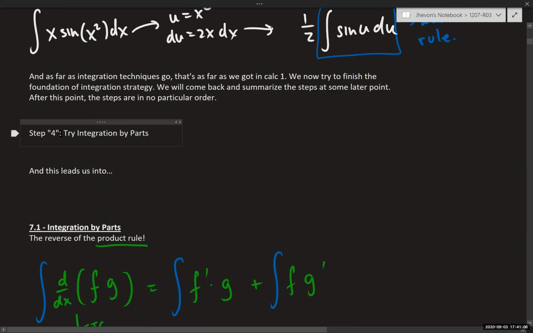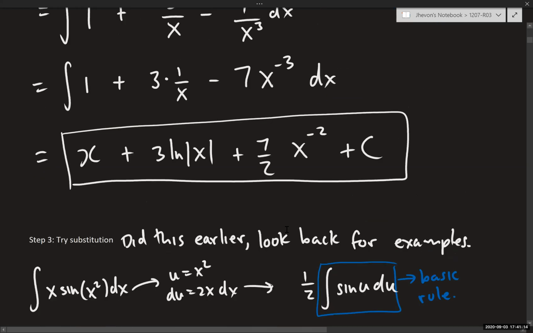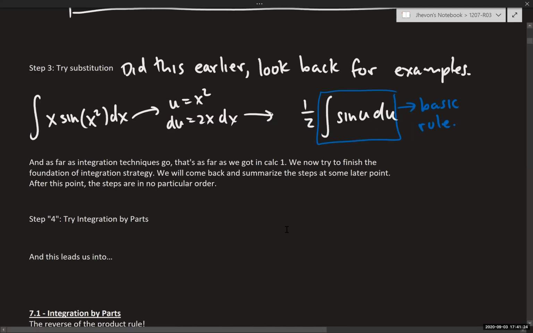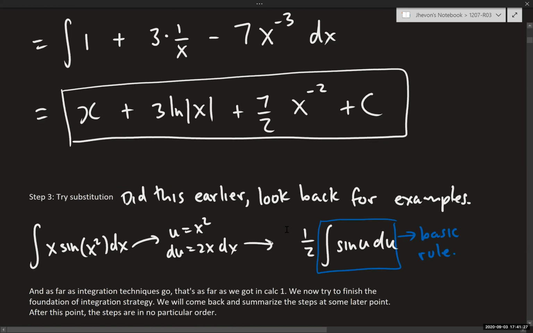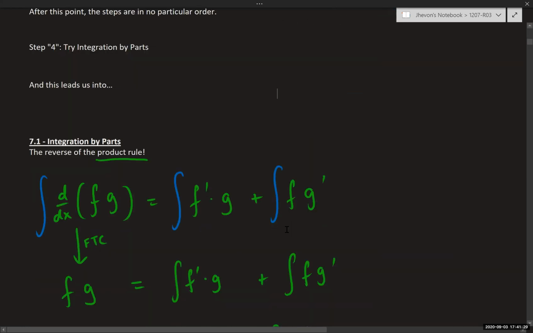Now step 4, and I put 4 in quotations here because it's not literally always the 4th thing. These 3 things are always the first 3 things you do every single time. Now, once you are beyond these 3 steps, like if none of these 3 steps work, then all the other techniques I'm going to tell you about would come in no particular order. I'm calling integration by parts step 4 literally because it is the 4th technique that I'm teaching you, but not because it's always the 4th thing you will think about.